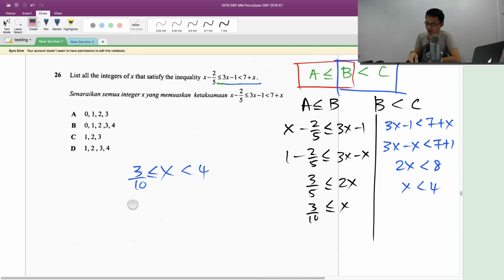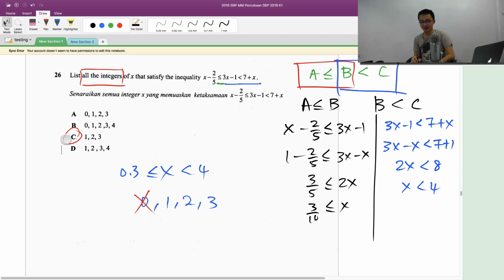3 over 10, changed to decimal, is 0.3. And then you should have 0, 1, 2, and 3, because it cannot include 4. So you should stop at 3. But the question actually asks you to list all the integers. If the question asks you to list all the integers, I guess 0 is not considered an integer, so the answer is C, because 0 is a neutral number. When we talk about integers, we actually mean positive integers and negative integers. So I guess 0 is not an integer, but I'm not 100% sure.